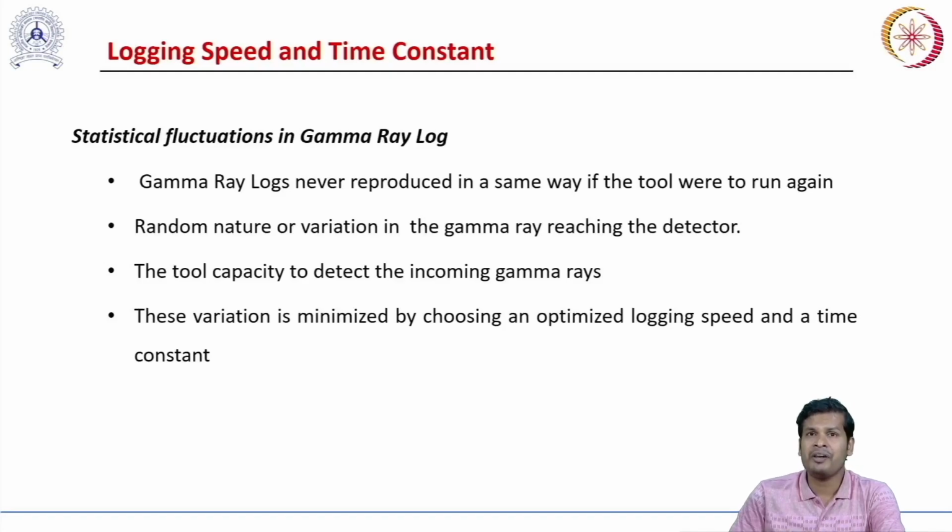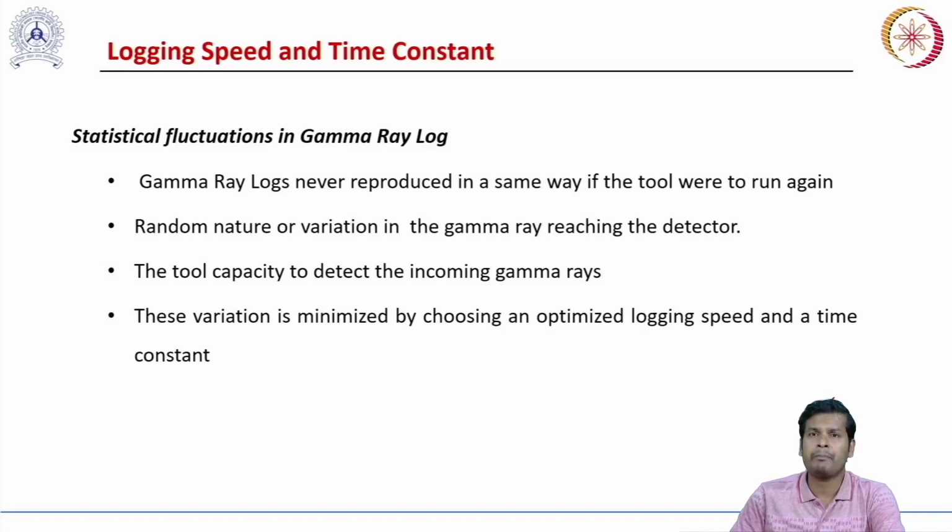And when it is coupled with the natural gamma ray radioactivity of the formation, which is not constant, that means at every second or at different time intervals, the formation may not emit the same amount of gamma ray. So because of that, statistical fluctuation in the gamma ray log record will exist. So if you run the gamma ray logging tool in a wellbore at two different times, you are not going to reproduce the same type of gamma ray log record every time.